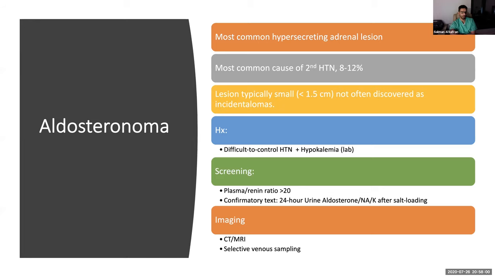How to screen for them? You do a plasma aldosterone activity and renin ratio, which should be more than 20. Then you can do a confirmatory test with 24-hour urine aldosterone with salt loading, either giving them salt or giving them saline. Imaging studies: you do a CT and MRI and selective venous sampling, for which there is a specific indication.